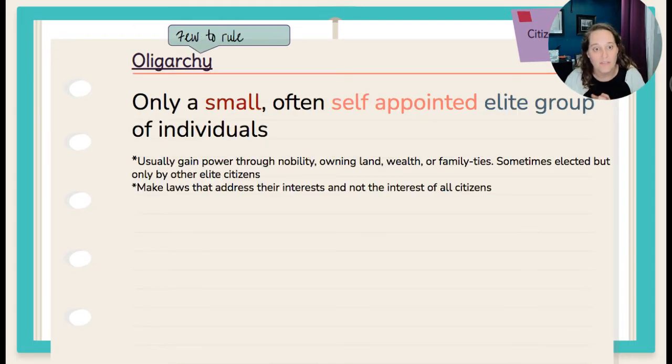Our next level of citizen participation is an oligarchy. In an oligarchy, it is a small, self-appointed elite group of individuals who get to make the decisions. There are lots of different ways that oligarchies can be chosen, whether it's through family ties, or which gender you are, or how much money you have, or which religion you are. But there are all different kinds of ways throughout the world that oligarchies are chosen.